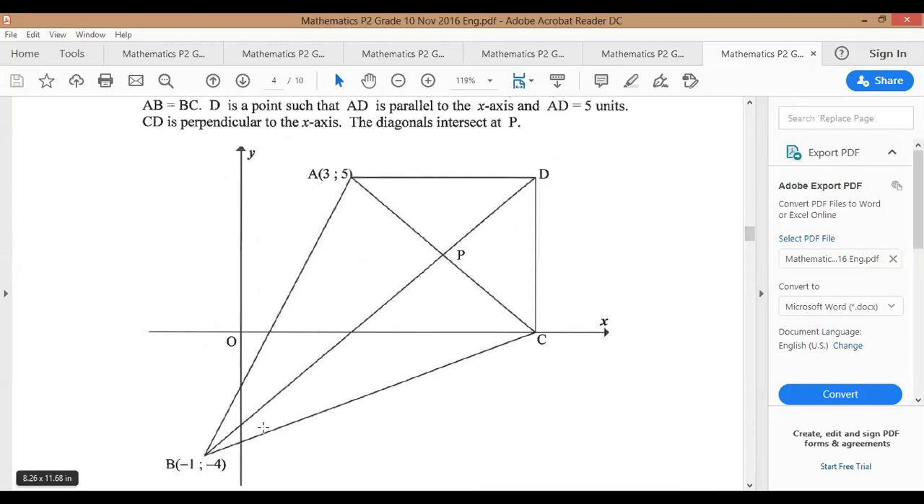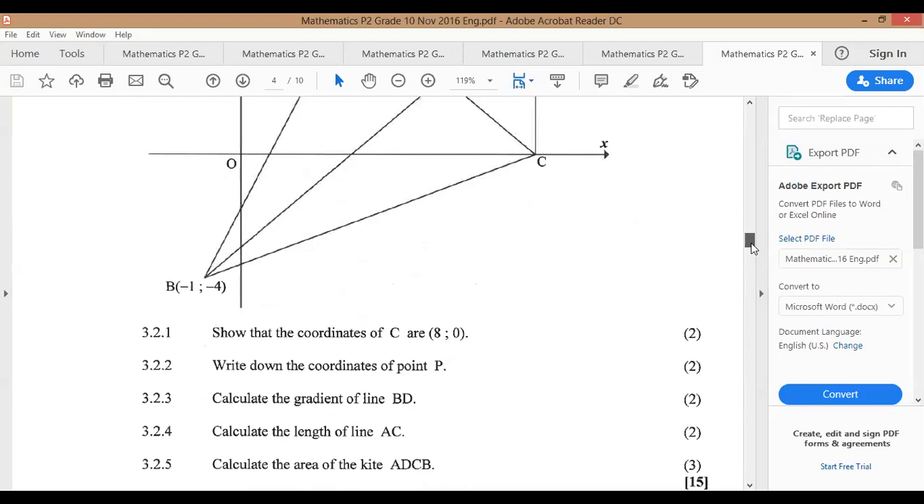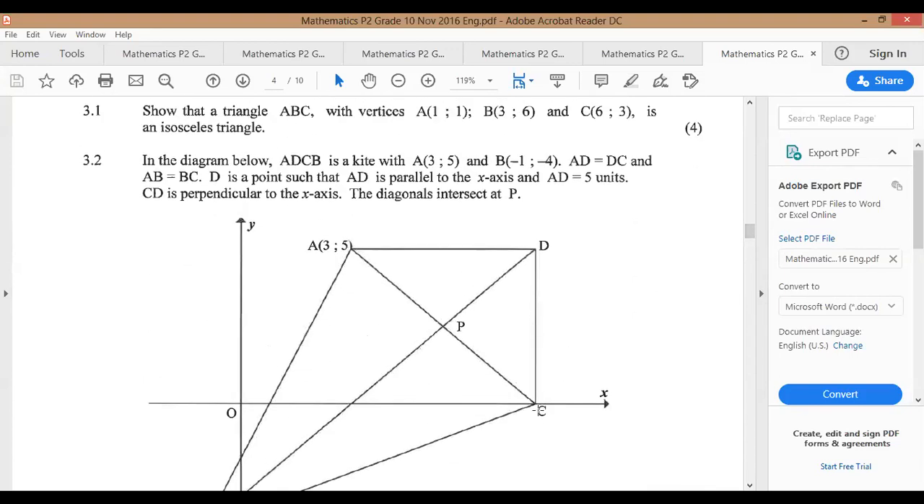We do have the coordinates of B. However, the coordinates of D are not given. However, because D and C share the very same x-coordinate, and A and D share the very same y-coordinate, I can tell the coordinates of D. We know that C's x-coordinate is 8 and the y here is 5. So the coordinates of D are (8; 5).